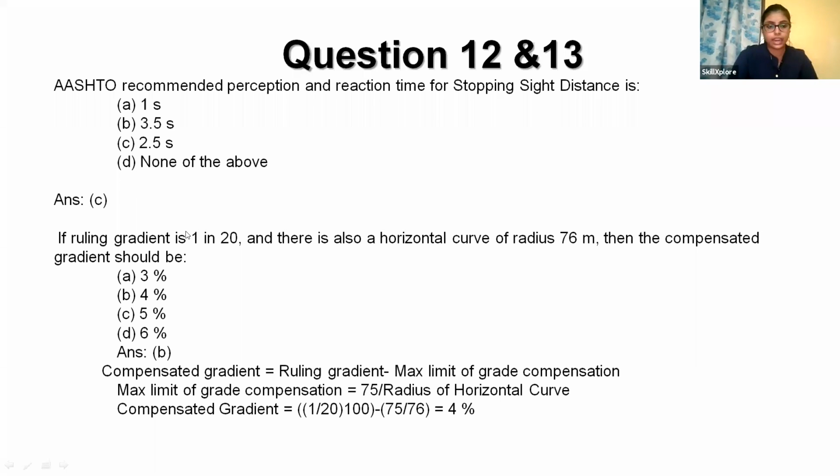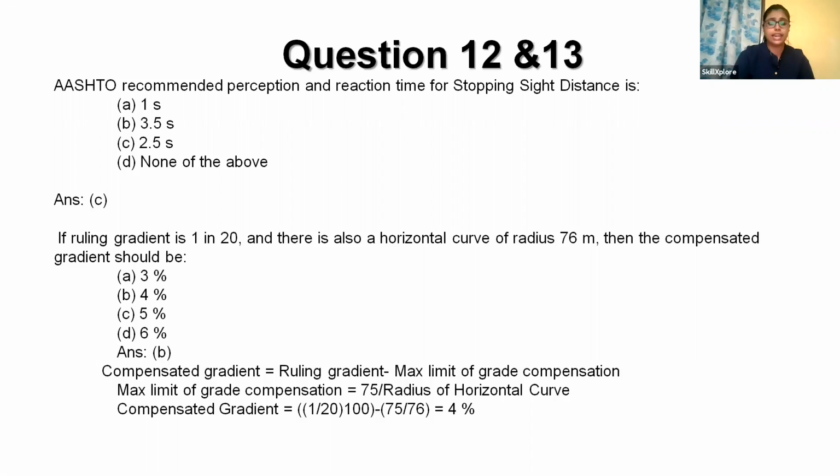Next is the problem for ruling gradient. If ruling gradient is 1 in 20 and there is also a horizontal curve of radius 76 meters, then the compensated gradient should be. So first we have to know the formula for compensated gradient. Compensated gradient is equal to ruling gradient minus maximum limit of grade compensation. And what is the maximum limit of grade compensation? You have to know another formula, that is 75 divided by radius of the horizontal curve. Here they have given the radius of the horizontal curve as 76 meters. So maximum limit of grade compensation is 75 divided by 76.